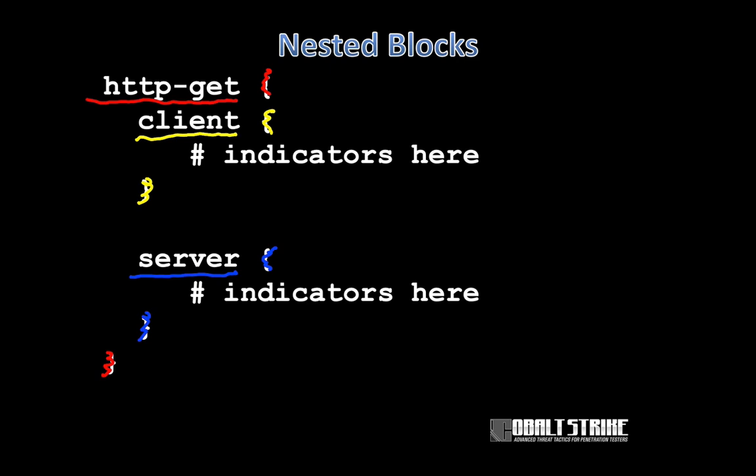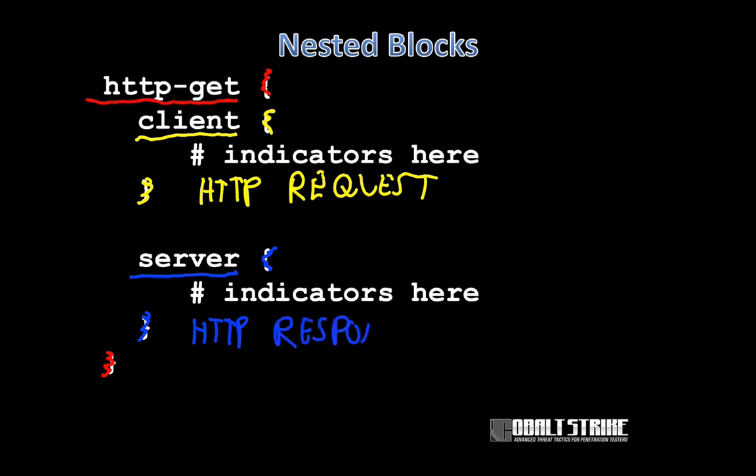And the client block controls the HTTP request. It is the client-side aspect, or the client-side indicators of the HTTP request. The server block is the server-side indicators. It is the HTTP response. And it would make sense that we would have a client and server block when defining indicators for an HTTP GET transaction. Similarly, HTTP POST happens to have a client and server nested blocks as well.